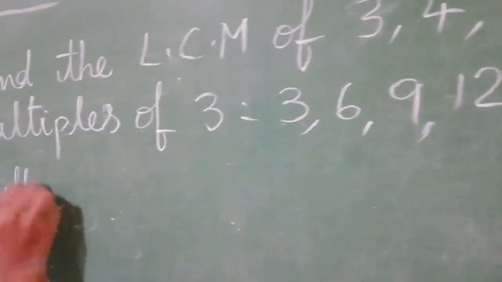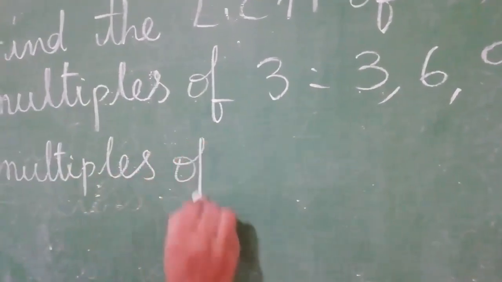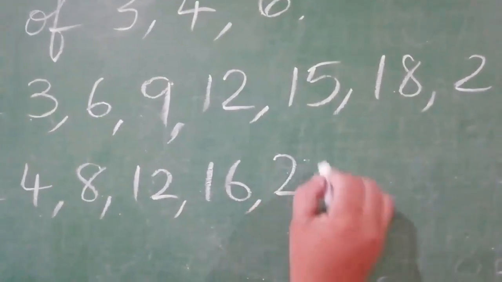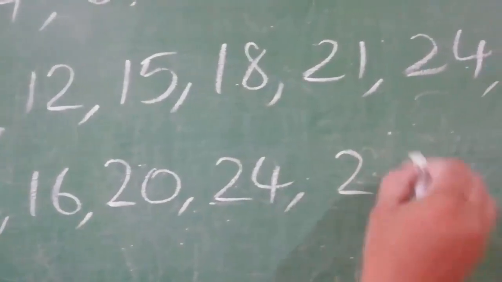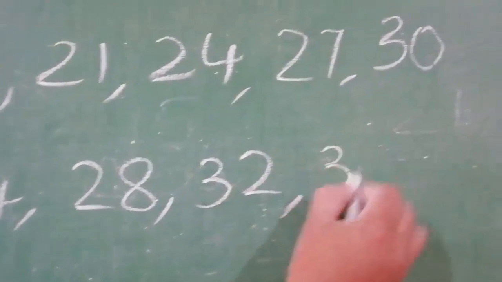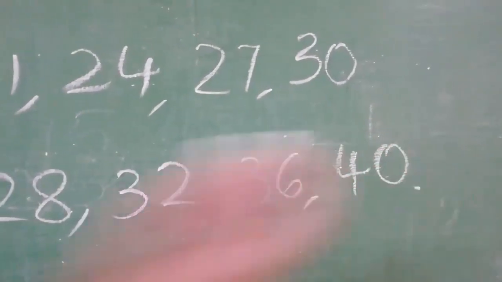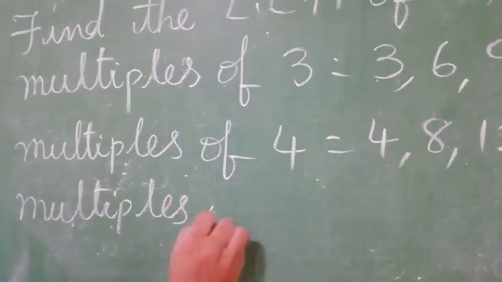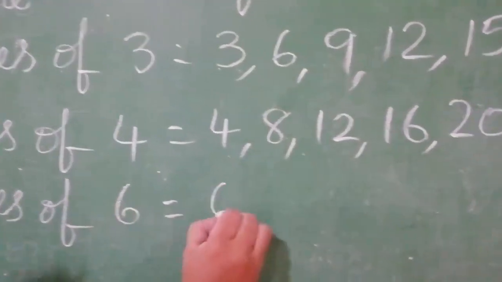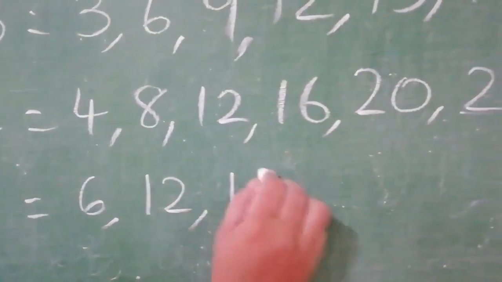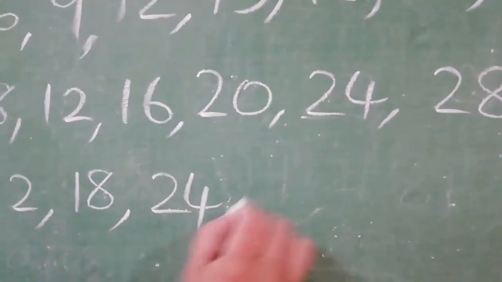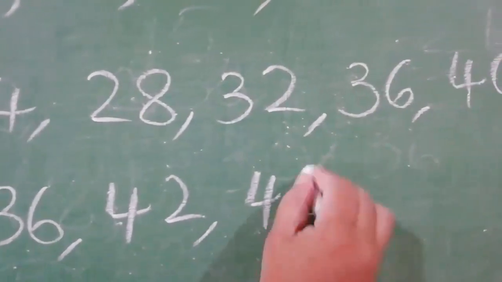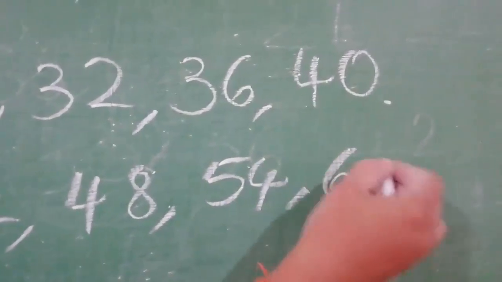And the multiples of 4: 4, 8, 12, 16, 20, 24, 28, 32, 36, 40. And the multiples of 6 are 6, 12, 6 3s are 18, 6 4s are 24, 6 5s are 30, 6 6s are 36, 6 7s are 42, 6 8s are 48, 6 9s are 54, 6 10s are 60.